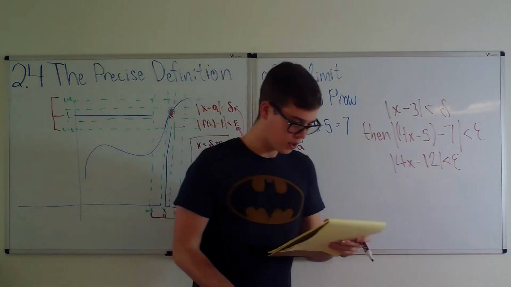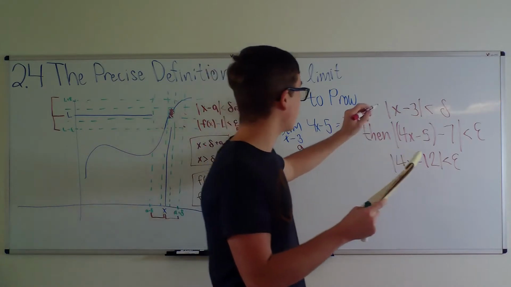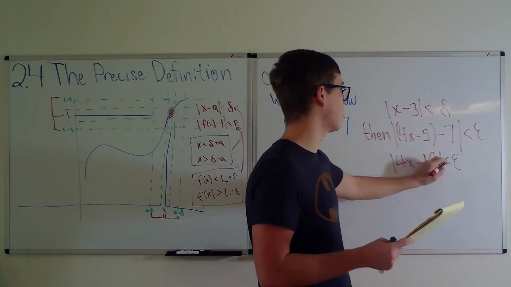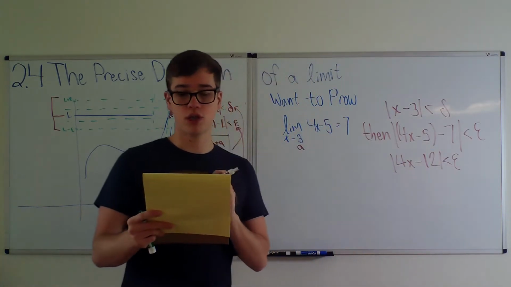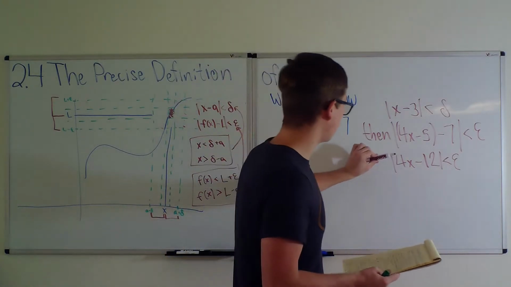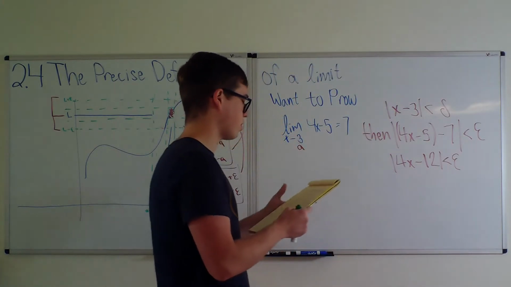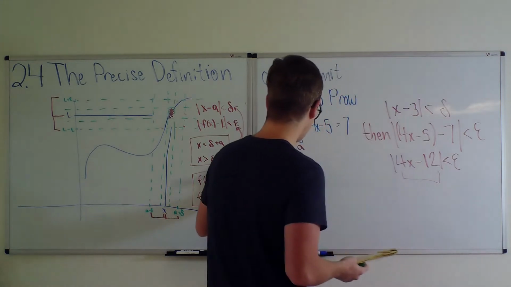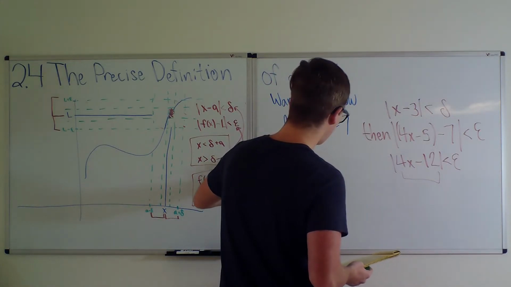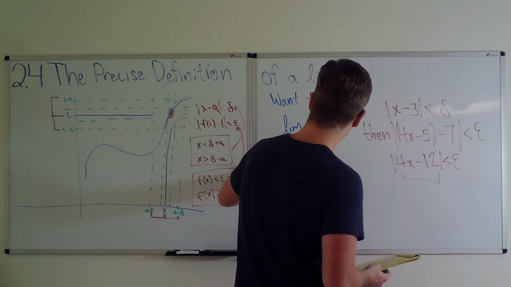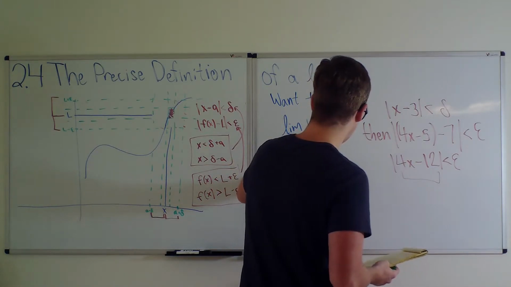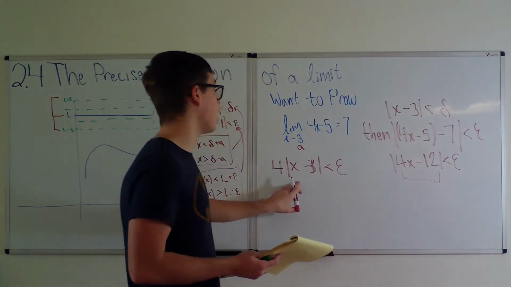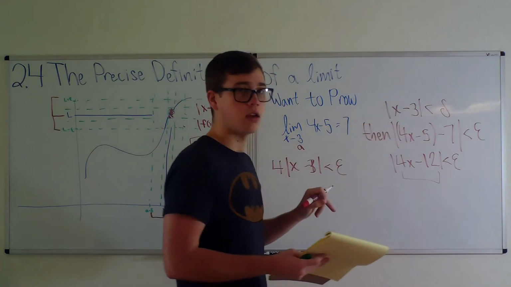Right? So we want to show that when |x minus 3| is less than delta, that implies that |4x minus 12| is less than epsilon. So what should we do first? Well, let's try to get epsilon closer to delta. So how can we rearrange this? Well, we can rearrange it to be 4 times |x minus 3| less than epsilon, because you just take the 4 out of the absolute value.